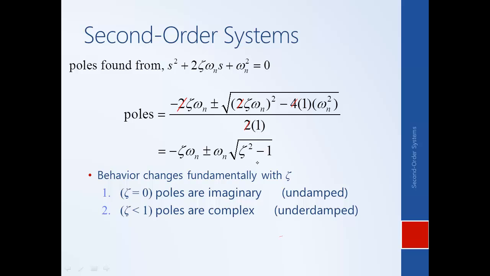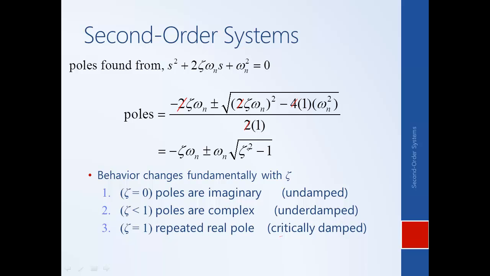If zeta is equal to 1, then this term will go to 0, and we'll just be left with a single real pole. Or another way to think of it is two poles at the exact same location. And since the poles are real, we have no oscillation. So this is the point at which we go from having oscillation to having no oscillation. And so this is termed critically damped.